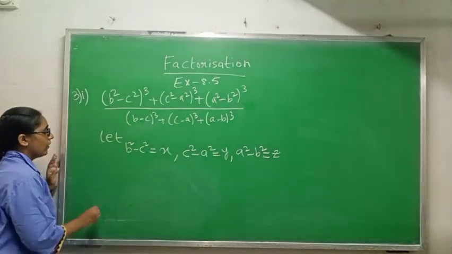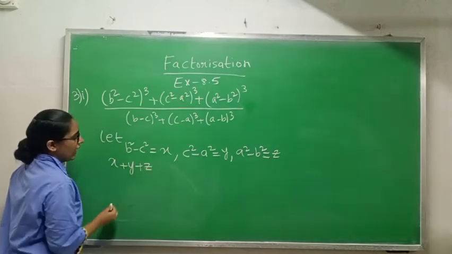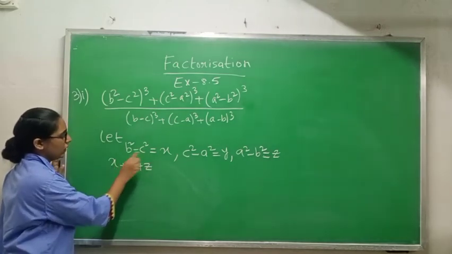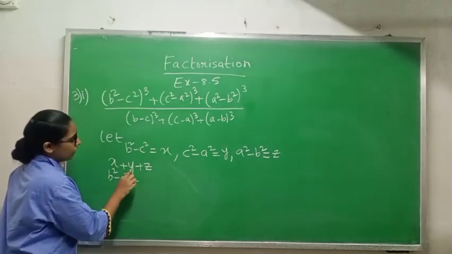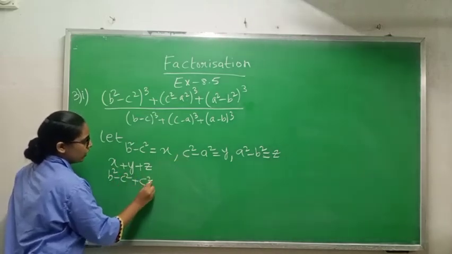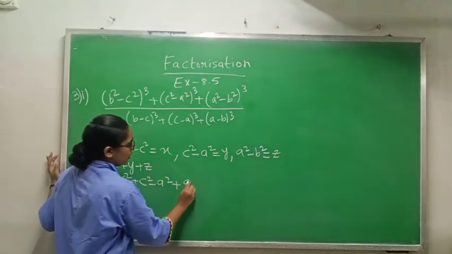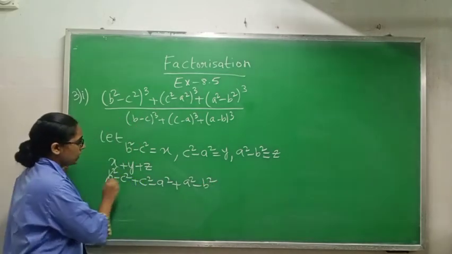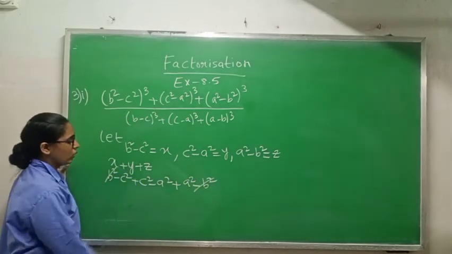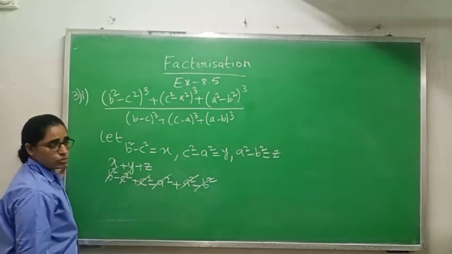Now I will add x plus y plus z. In place of x I put b² − c², then plus sign. In place of y I put c² − a², then plus sign. In place of z I put a² − b². Now you can see plus b² and minus b² cancel out, minus a² plus a² cancel out, minus c² plus c² cancel out.